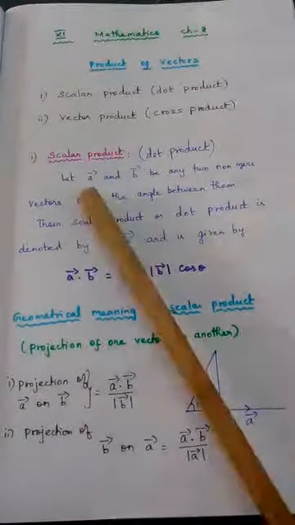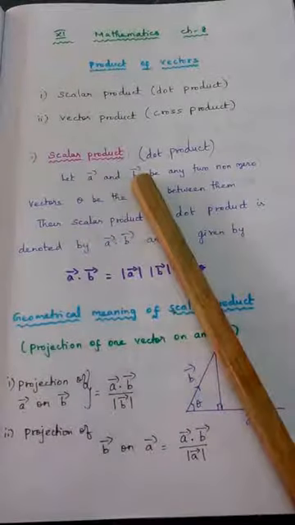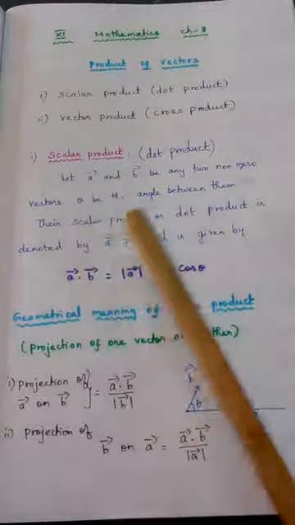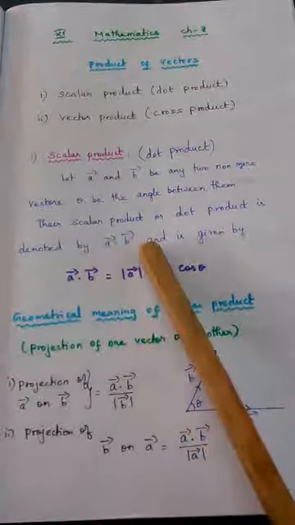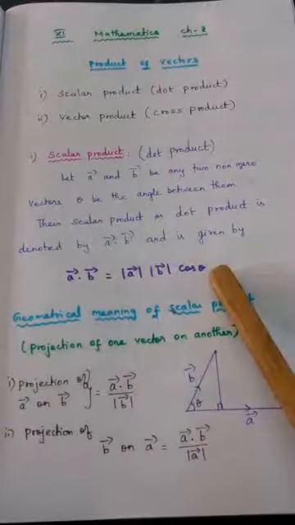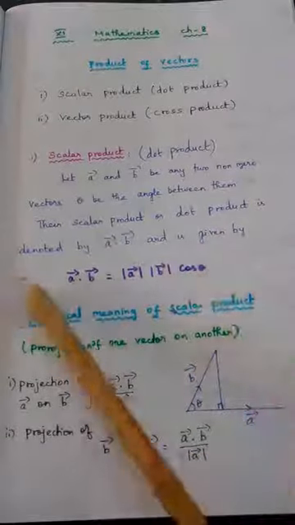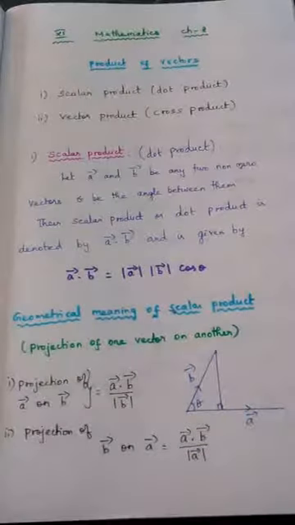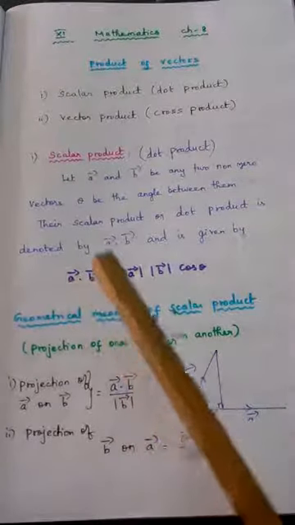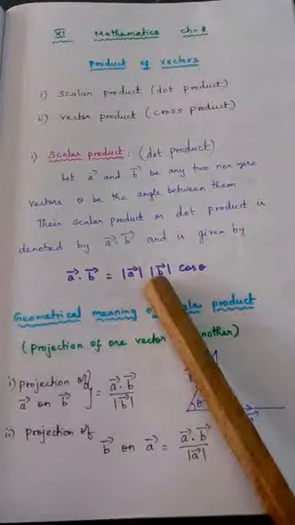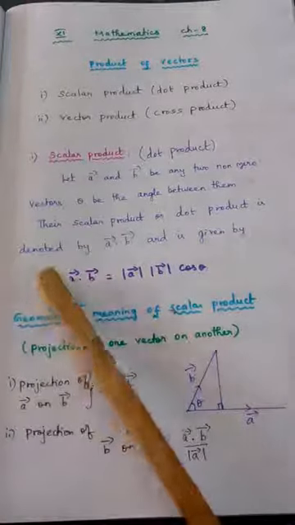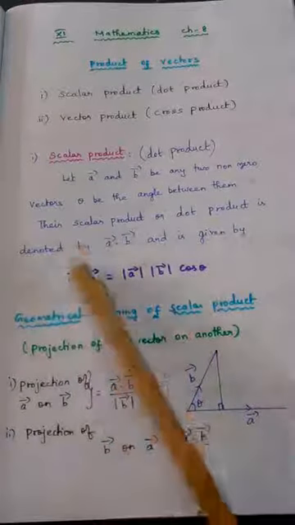So what does the definition say? A vector and B vector are any two non-zero vectors. Theta is nothing but the angle between A vector and B vector. Then the scalar product is denoted as A vector dot B vector and is given by the formula modulus of A vector modulus of B vector cos theta. So a very important formula for scalar product. So hereafter we should know that A vector dot B vector can be written as modulus of A vector modulus of B vector cos theta, where theta is the angle between A vector and B vector. So this is the definition for dot product or scalar product.